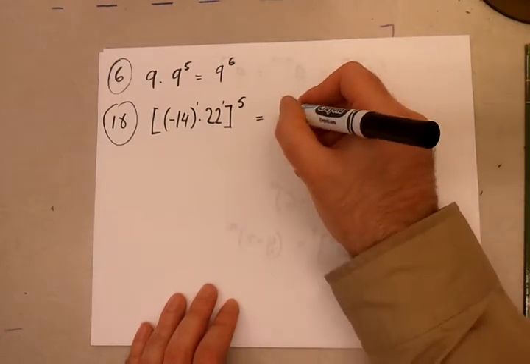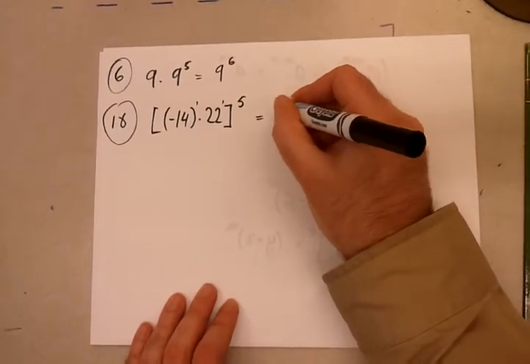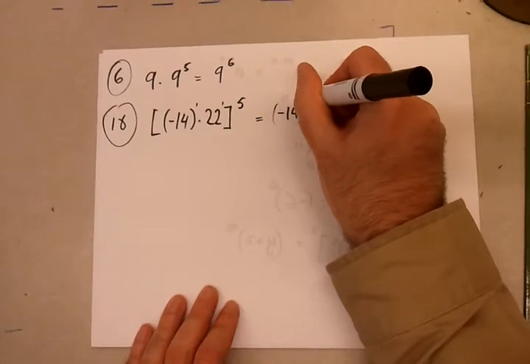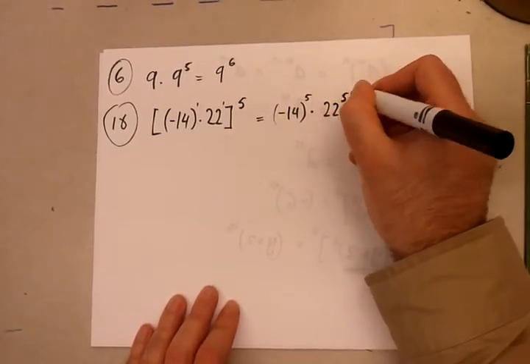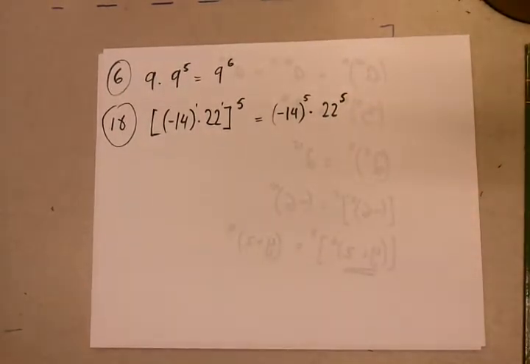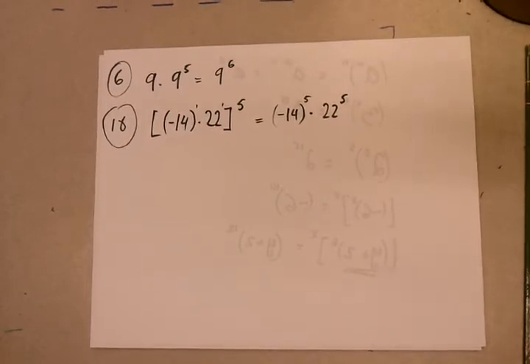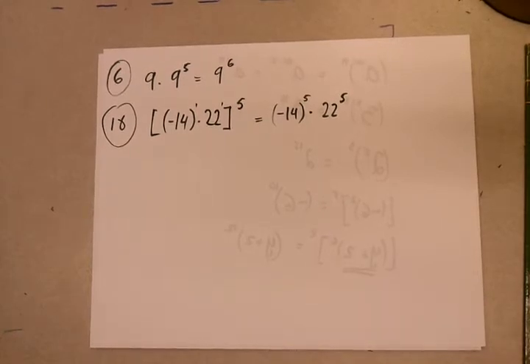The base doesn't change. You're going to get negative 14 to the 5th power times 22 to the 5th power, because again, this is power to the power type of a problem, and in these problems the base doesn't change and you multiply the exponents. And while they didn't give you the exponents for negative 14 and 22, you assume that there's a 1. There's the hidden 1. So 1 times 5 is 5. 1 times 5 is 5. So that's that particular problem.